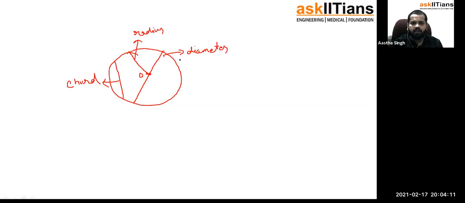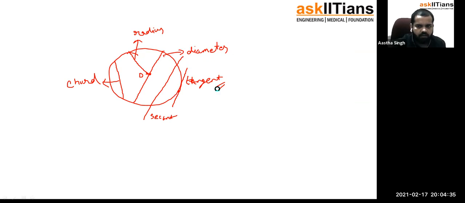If any line just intersects the circle at two distinct points, then it is known as a secant. If any line just touches the circle, then it is known as a tangent. We'll now move forward and discuss some more terminology of a circle.